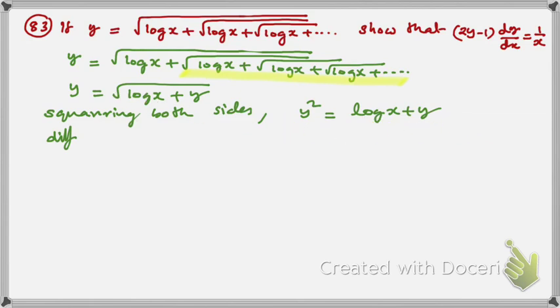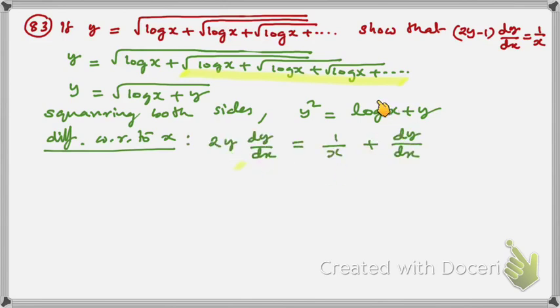And then I try to differentiate this. So differentiating with respect to x, on the left side this is y square. How do we differentiate y square? If it was x square, it would have been 2x. If it is f of x the whole square, it is 2 times f of x into f dash of x. So y square would be 2y into dy by dx. So equal to log x is 1 by x plus y becomes dy by dx.